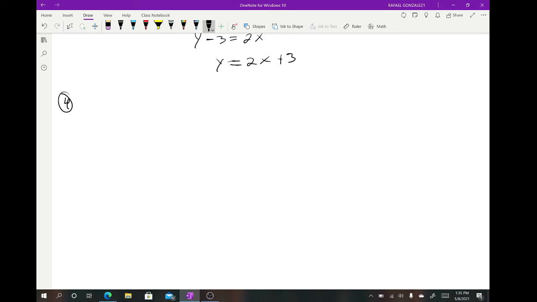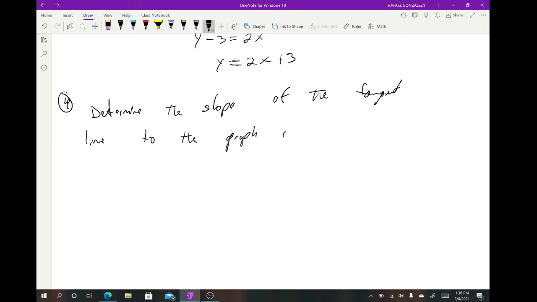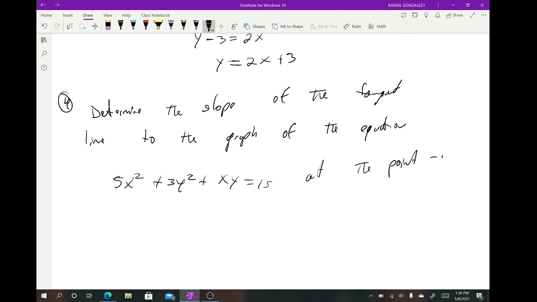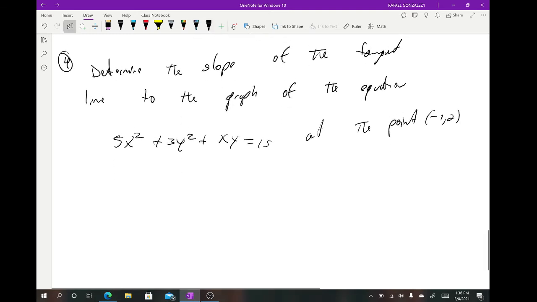Okay, so we have to determine the slope of the tangent line to the graph of the equation 5x squared plus 3y squared plus xy is equal to 15 at the point -1, 2.